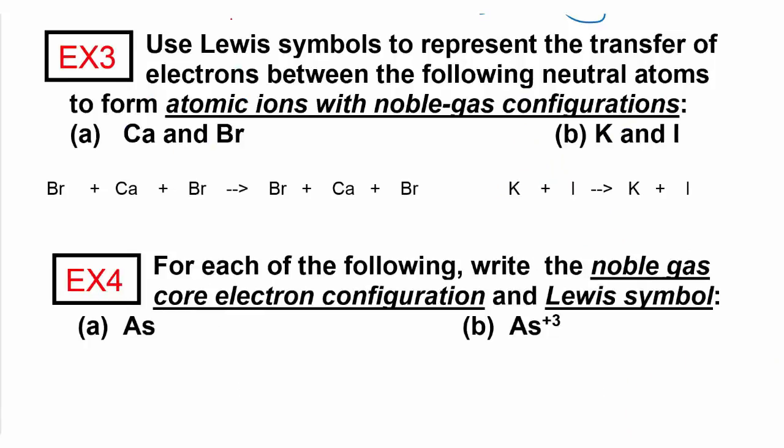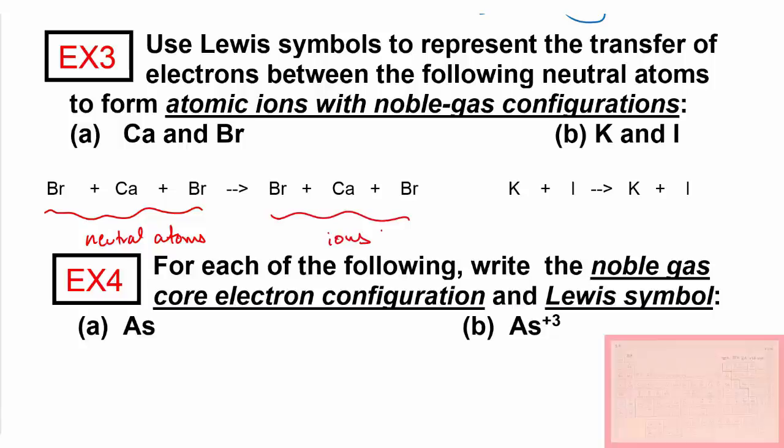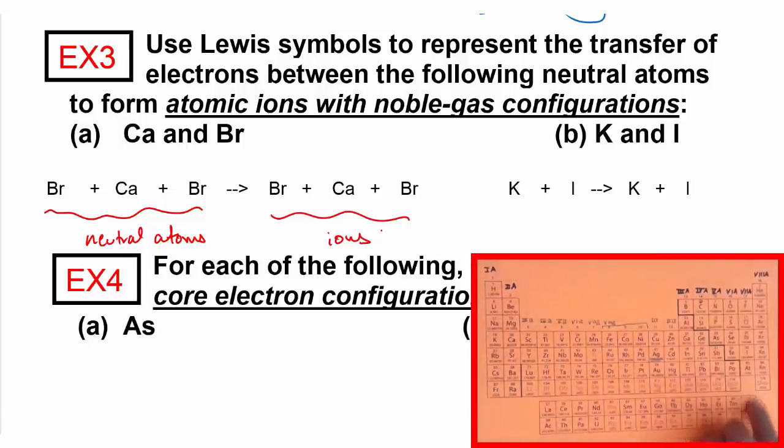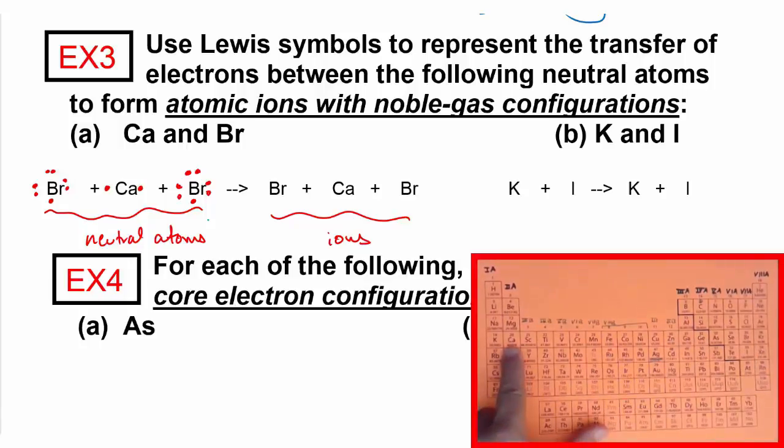Use Lewis symbols to represent the transfer of electrons between the following neutral atoms to form atomic ions with noble gas configurations. So they want these to be neutral atoms, and they want these to be ions. Okay? So bromine has 7 valence electrons. Calcium has 2 valence electrons. Remember, these ions are always isoelectronic with a noble gas. And bromine, we know, is going to form a -1 charge. Calcium is going to form a +2 charge.